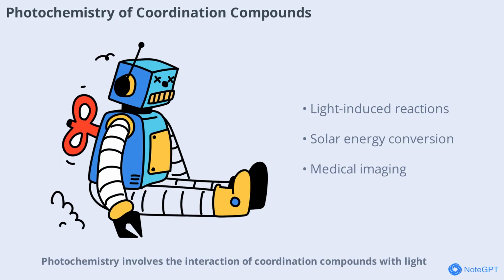Photochemistry involves the interaction of coordination compounds with light. Some complexes can absorb light and undergo chemical changes, making them useful in solar energy conversion, imaging, and photodynamic therapy. Understanding the photochemistry of coordination compounds opens new possibilities for renewable energy and medical treatments.